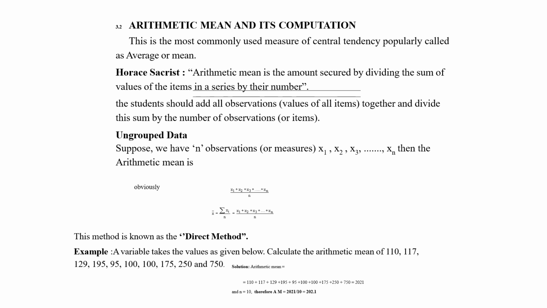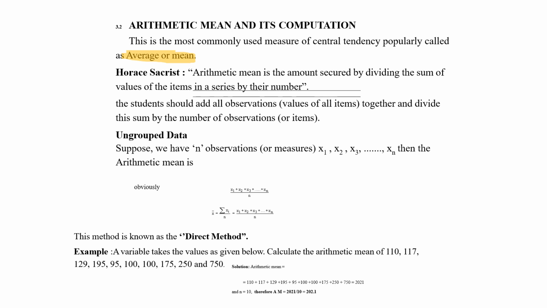This is the most commonly used measure of central tendency, popularly called average or mean. Arithmetic mean is the amount secured by dividing the sum of values of the items in a series by their number. The student should add all the observations together and divide this sum by the number of observations. Then we'll get the arithmetic mean.